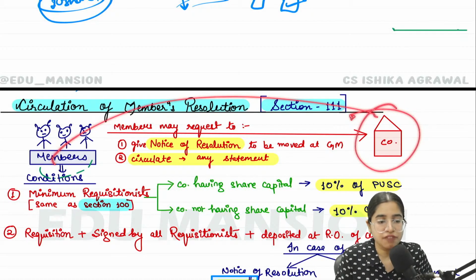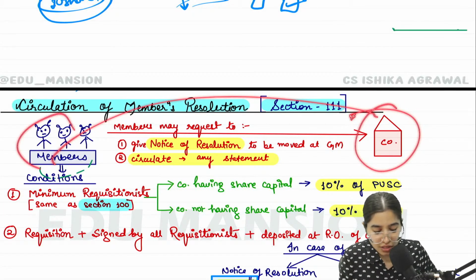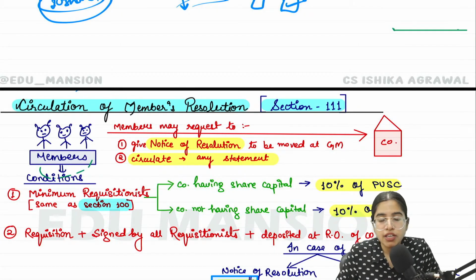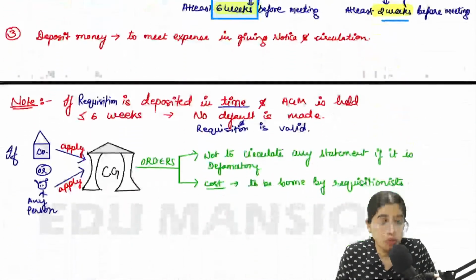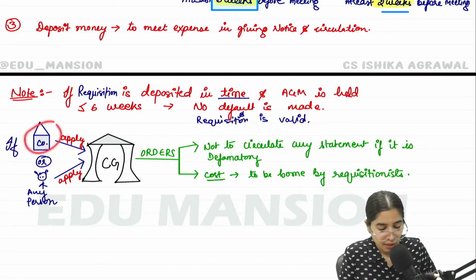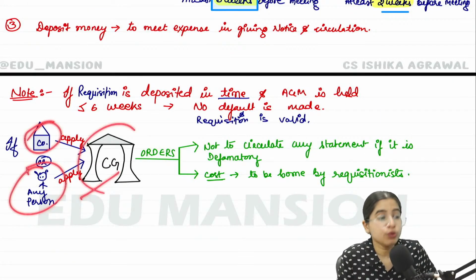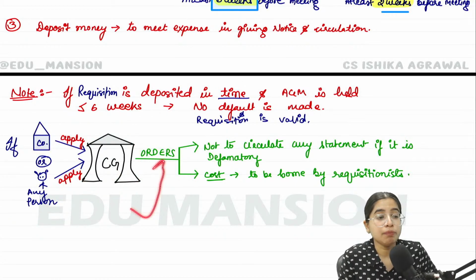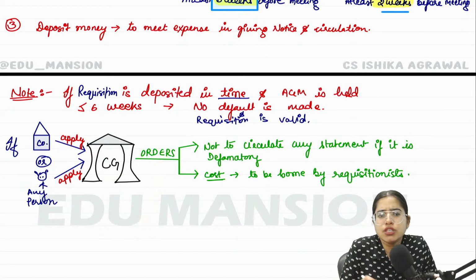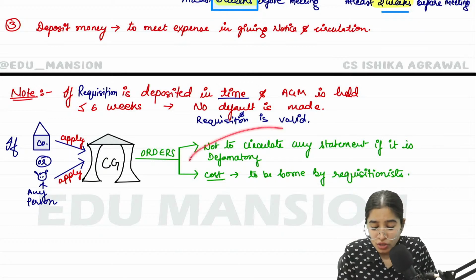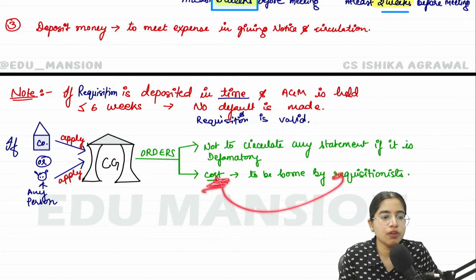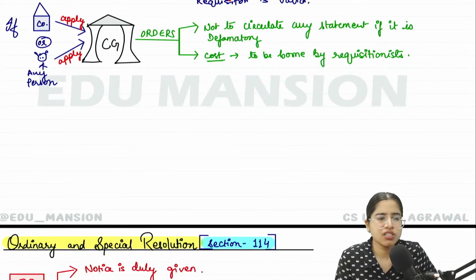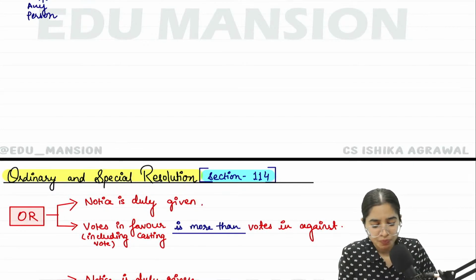Last point, if they are making any statement which is defamatory. Defamatory means which is affecting somebody's reputation. So if these members are asking to circulate any statement which is defamatory, which is hampering anybody's reputation, in that case the company or any person can apply to the central government, and the central government can pass an order that this statement is defamatory, don't circulate this statement. So the central government can order not to circulate that statement, and any cost incurred by the company will be borne by the requisitionist. So this is a very small section, 111.